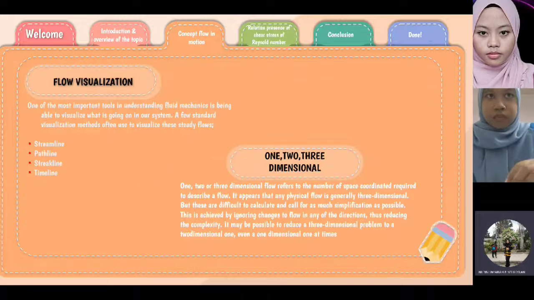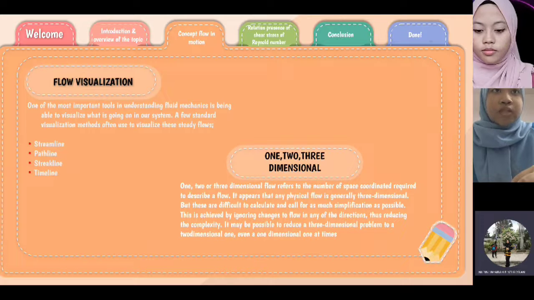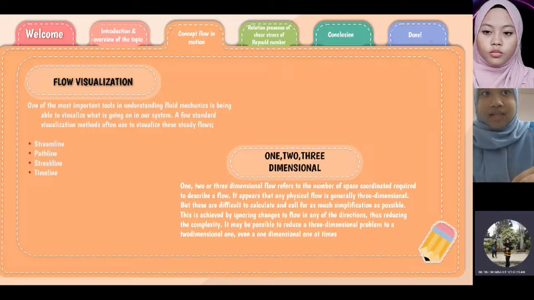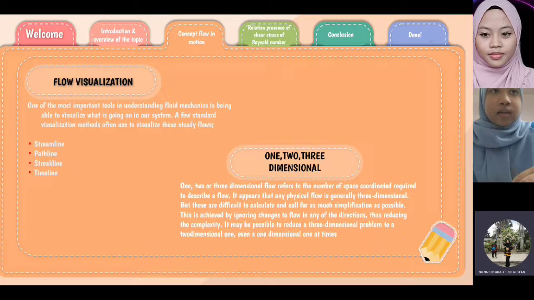Okay, we see the next slide. It is still concept flow in motion. Flow visualization. One of the most important tools in understanding fluid mechanics is being able to visualize what is going on in our system. A few standard visualization methods are used to study flow. The first one is streamline, second one is path line, third one is streak line, and the last one is timeline.